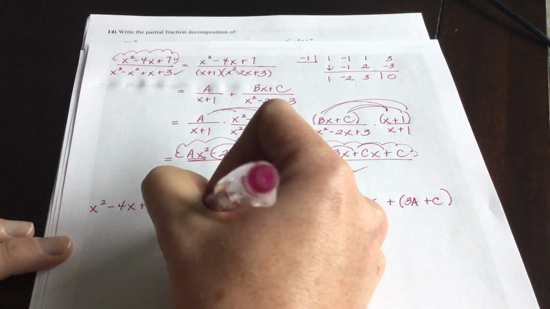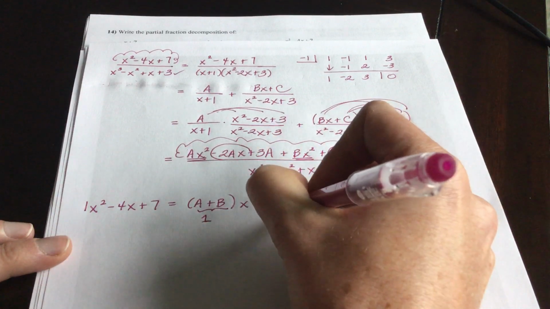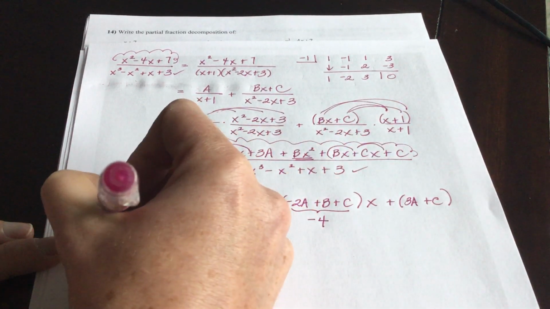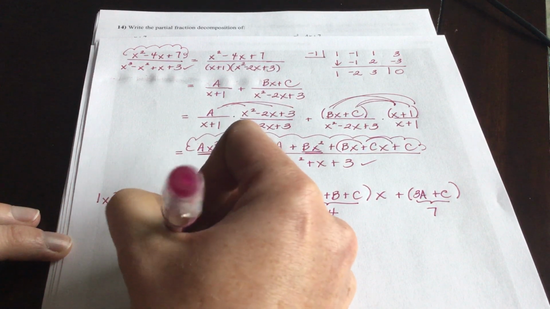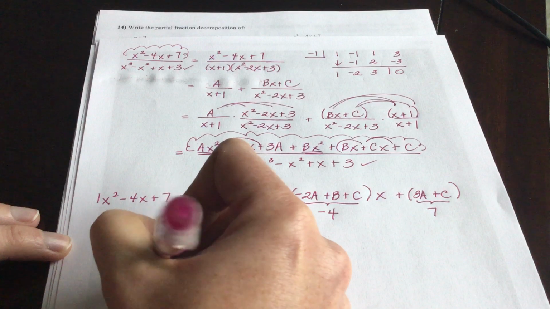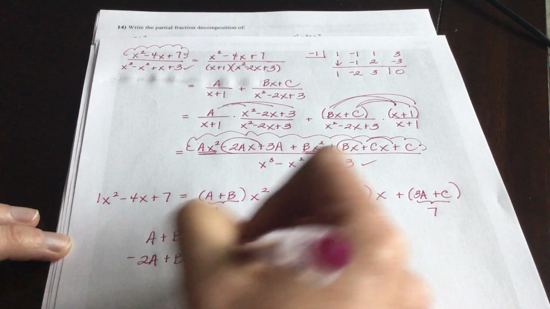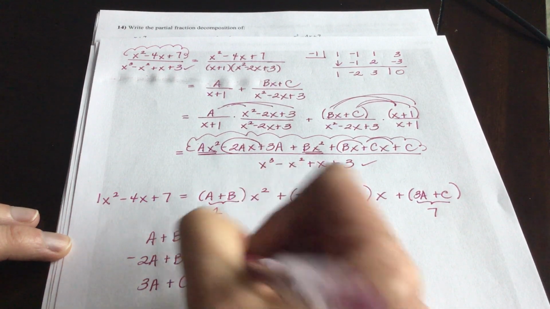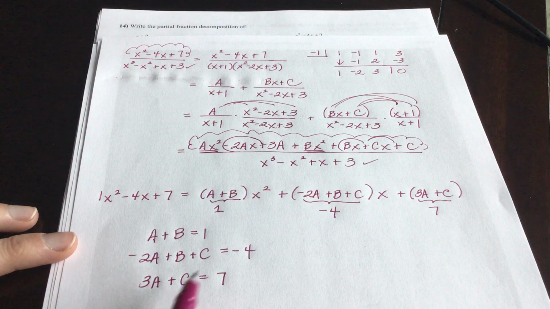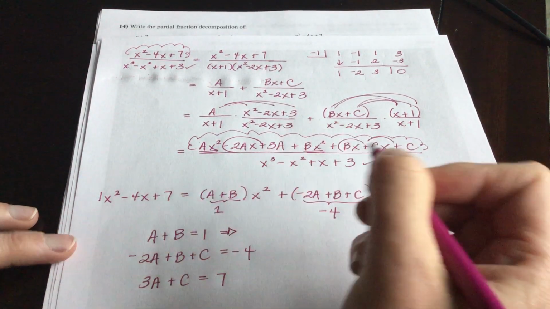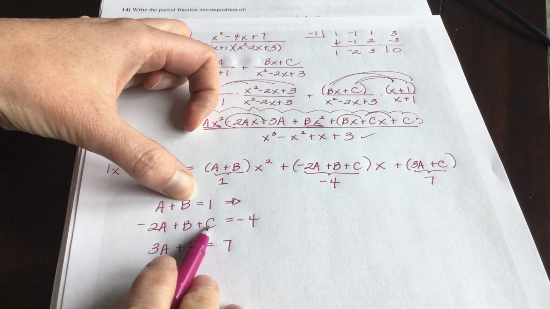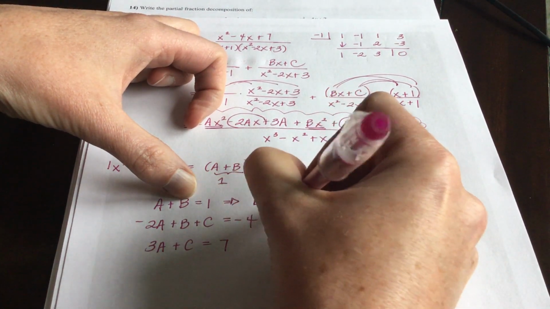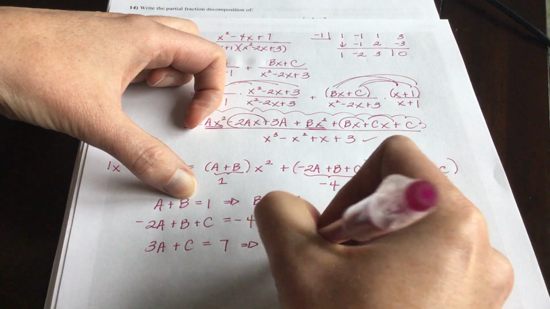Okay, so now system of equations: we need A plus B to equal 1. We need negative 2A plus B plus C to be negative 4. And then we need 3A plus C to equal 7. So that's your system of equations. Okay, how to solve this? When I've got one equation with more letters than the others, I do kind of switch to substitution. So in row 1, I would isolate B, and in row 3 I'm going to solve for C, so I'll have something in terms of A. So B is equal to 1 minus A, and C is equal to 7 minus 3A.